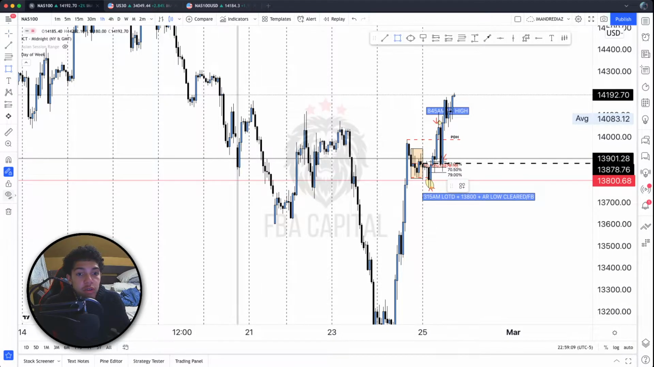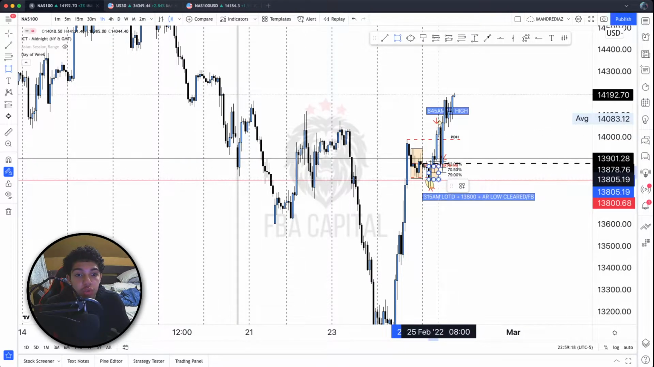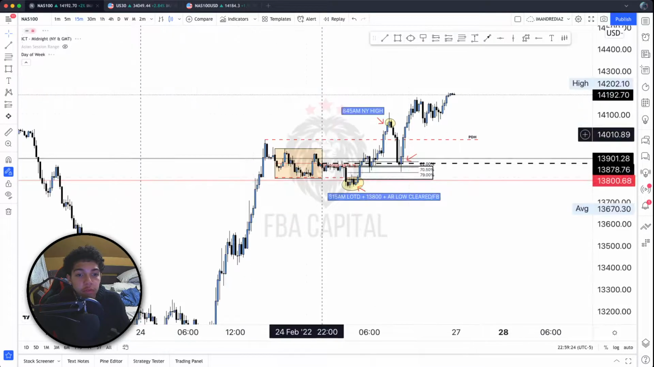If I take all this off, we have this last down candle before this up move that cleared these highs right here. This high and this high. So this is now considered a bullish order block. So now we have this bullish order block that was created during the London session. Now we also have that in confluence with all these other areas.